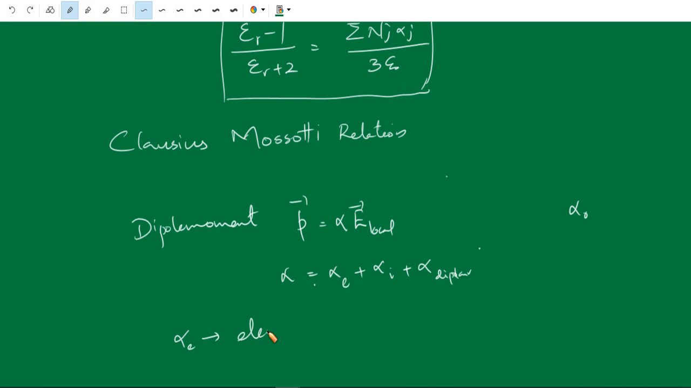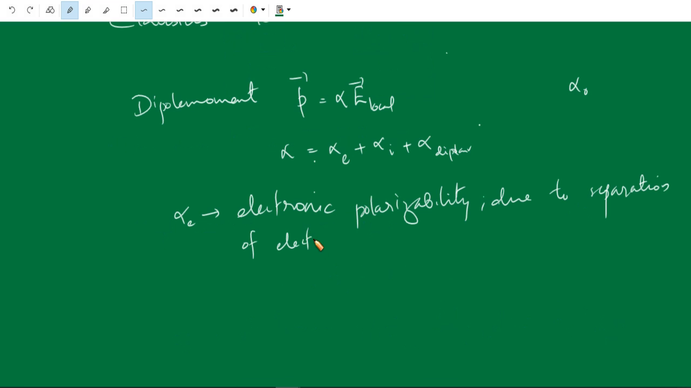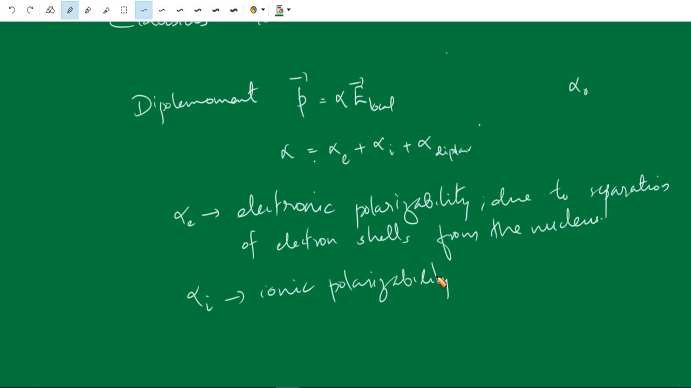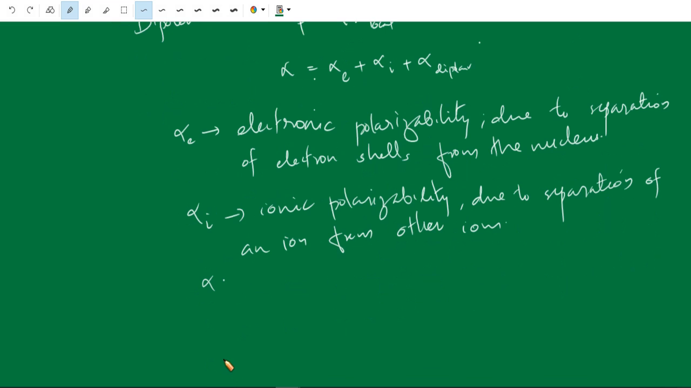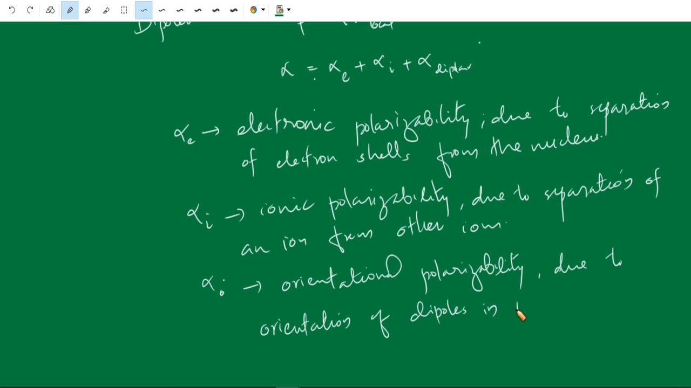So electronic polarizability is due to separation of electron charges, electron shells from the nucleus of the atom. Then ionic polarizability arises due to the separation of an ion from other ions. Then alpha dipolar or alpha O, orientation polarizability, is due to orientation of permanent dipoles in an electric field. So these are the three contributions.